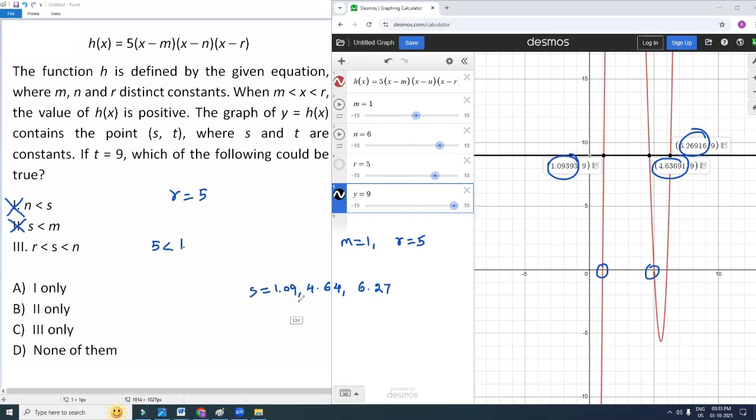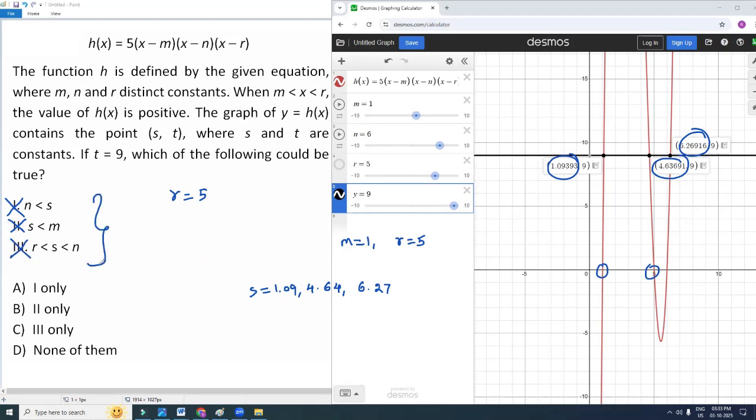And we don't have to verify with the other values of s, because even if other values satisfy this inequality, we cannot accept this. Because if this statement is true, it has to be true for all three different possible values of s with the values of r and n we have over here. So the third statement is not true. We can reject this one.